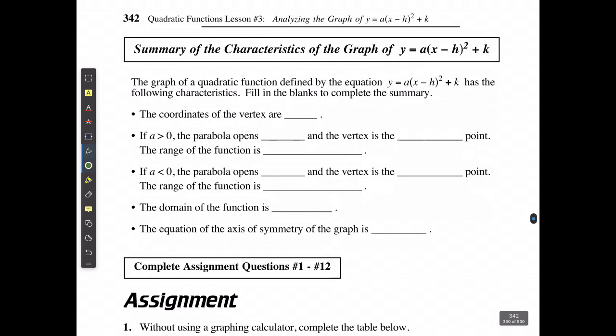So if I'm summarizing all of the characteristics that exist in here, then the coordinates of the vertex are always going to occur at h and k. If a is greater than 0, the parabola is going to open up, and the vertex is going to be the minimum point. If it opens up, it's got a minimum. The range of the function is always going to be y, where y is, if it's a minimum, greater than or equal to the value of k, where y is an element of the real numbers.